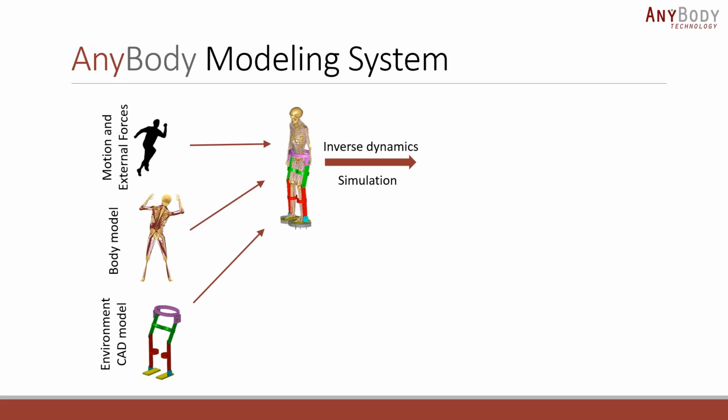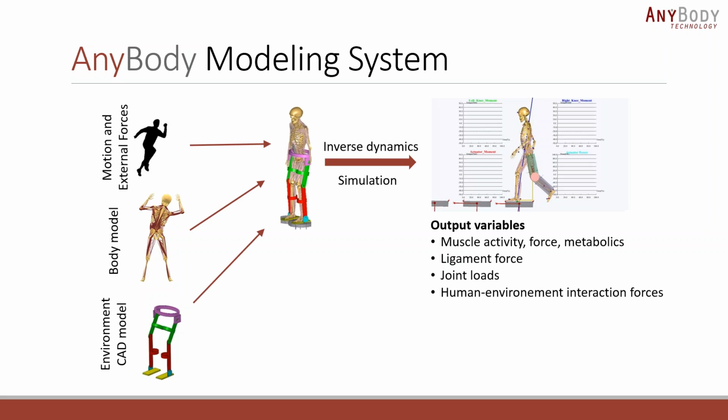And then you can run inverse dynamics analysis to have access to basically variables of interest. Those variables can be muscle activity, muscle force, muscle metabolic energy. The variables can be ligament forces or joint loads that include the contribution of muscle forces. Or you want to look at the human environment interaction forces. So basically what are the forces at the straps for an exoskeleton, what are the forces, let's say, for the reaction forces prediction that I already mentioned.